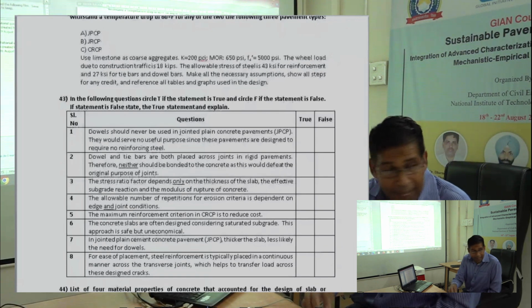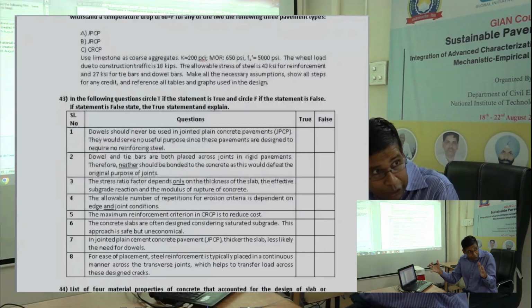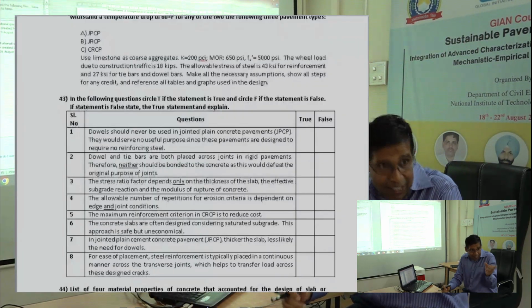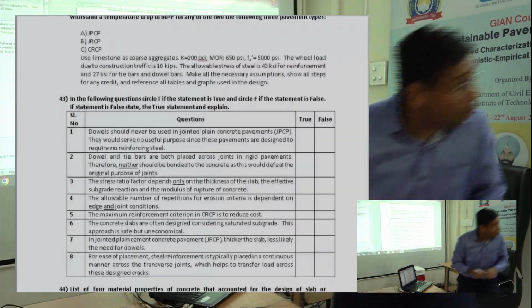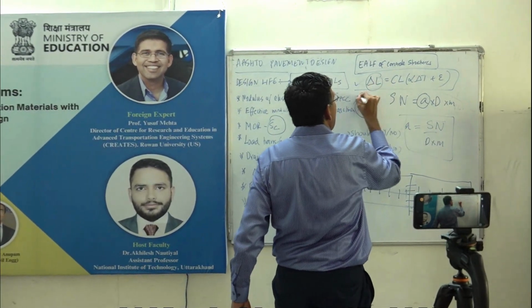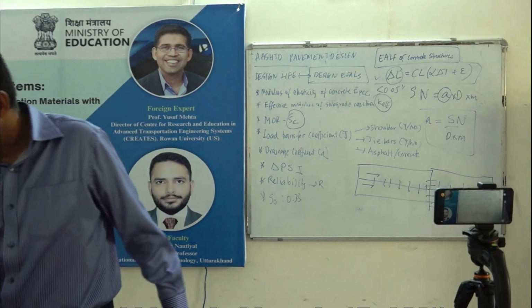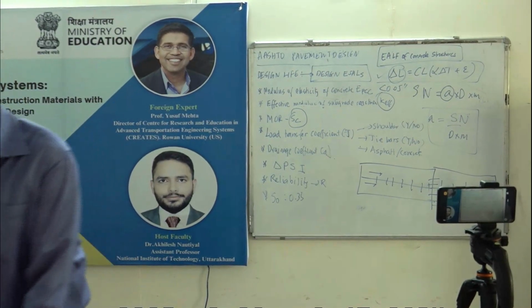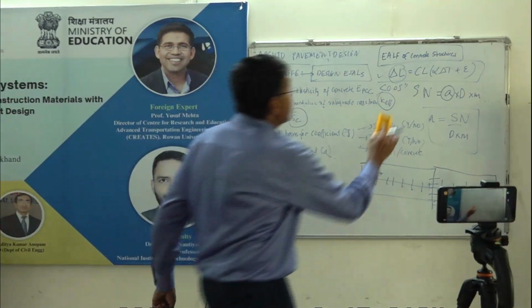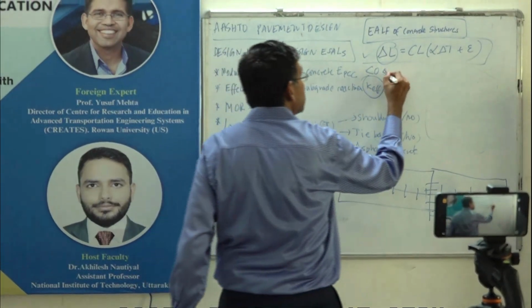Anybody? So you have this JPCP, and the length of the slab is so small, right? Your delta L is less than 0.05 inches. Remember that equation I wrote down? Delta L is equal to C L alpha delta T plus epsilon, right? And if this is less than 0.45 inches, you do not need dowel bars, right? Okay, great. So this ensures that your slab length is so small that you do not need a dowel bar.